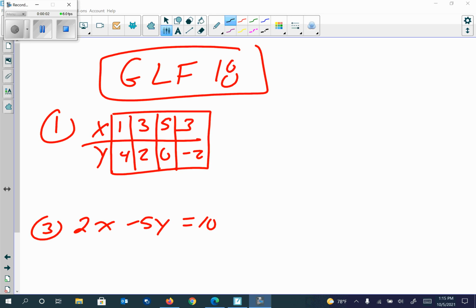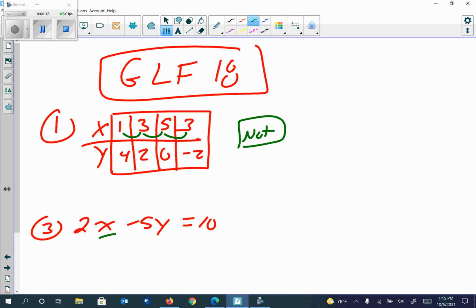Hi guys, this is GLF number 18, some of the review, the odd problems. We want to know if the function is linear or nonlinear. Well, I go up by 2, go up by 2, and then I went down by 2. So I'd say right there, not linear right away.